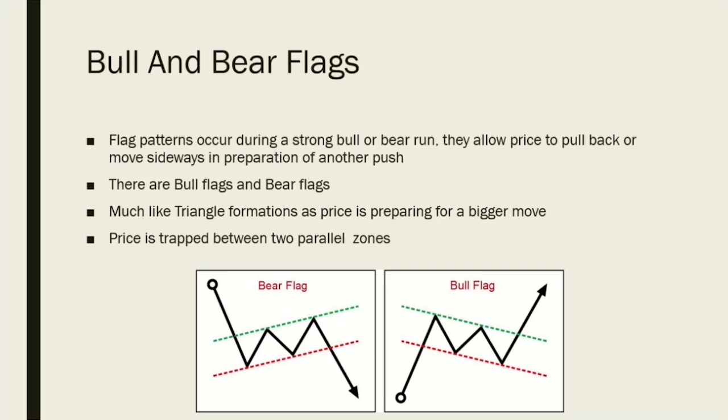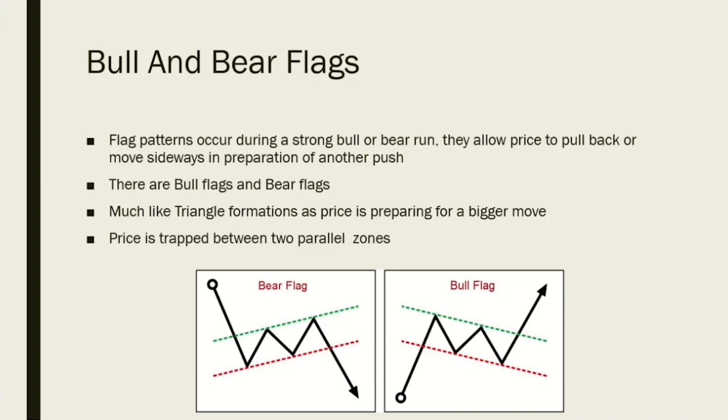And a bull flag, price is initially bullish, moves down a little bit through the flag, and then pushes up to make a bullish push. And that's how they're traded. Just like triangle formations, they're just preparing for a bigger move. In this case, price is actually trapped between two parallel zones, so they will never actually meet or condense. Price isn't getting tighter, but price is preparing for the bigger move.